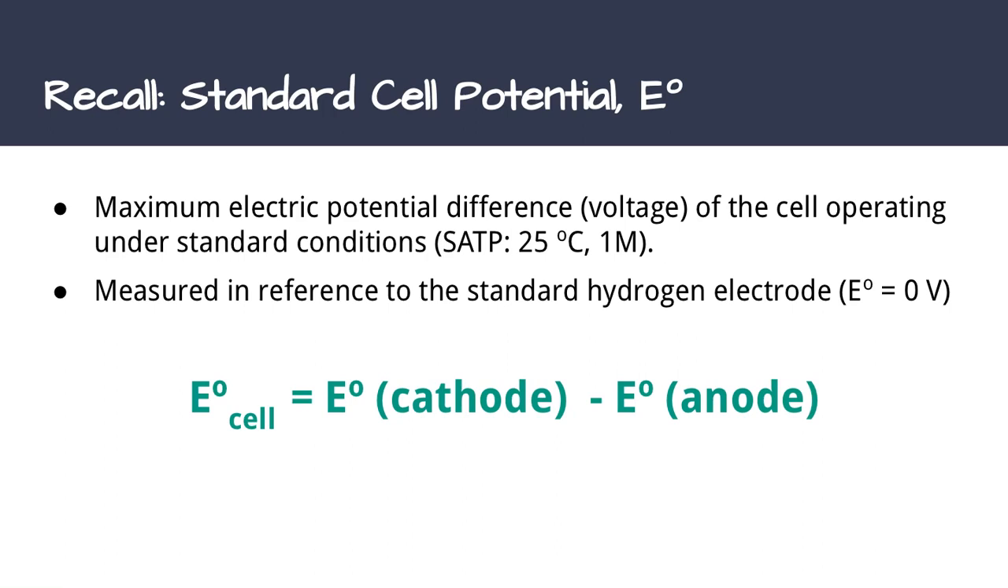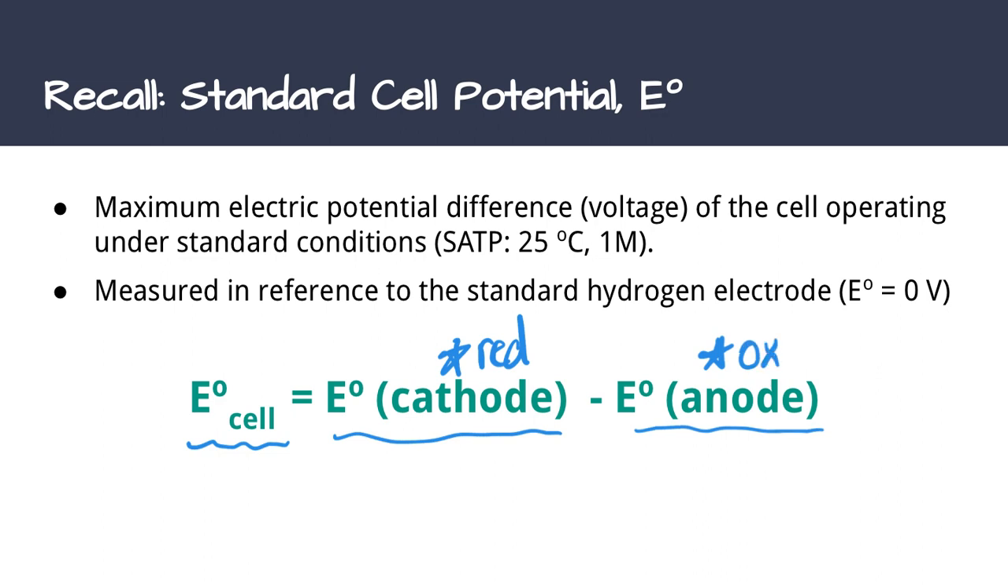If you recall, we can calculate the standard cell potential for any electrochemical cell. So in this video, we're going to connect the standard cell potential of an electrochemical cell back to Gibbs free energy in order to be able to make some predictions about spontaneity. Standard cell potential for an electrochemical cell is calculated by taking the E0 value of the cathode minus the anode. And if we remember, cathode is where reduction happens, and the anode is where oxidation happens.